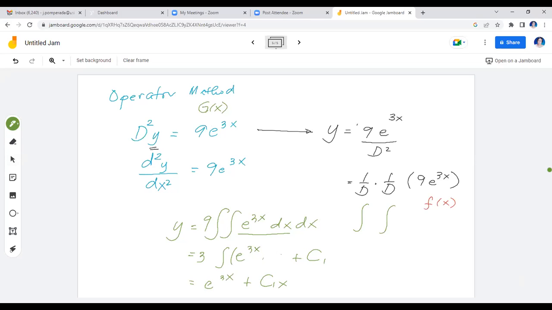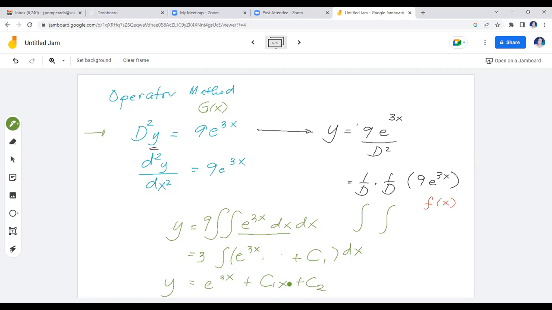That thing should be interpreted that way. So e raised to 3x plus c sub 1 dx. So you integrate it for the last time, the second time. So your answer would be e raised to 3x for this. You use the 3 and you have c sub 1 x plus another arbitrary constant of integration. And based on the operator method class, this is already your final answer for this particular differential equation.